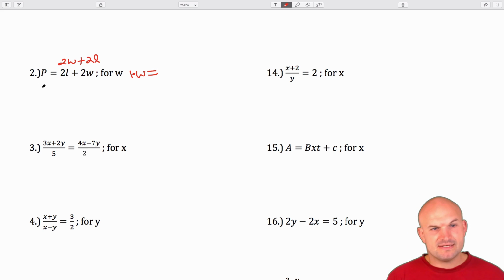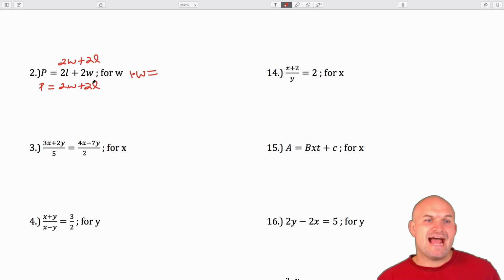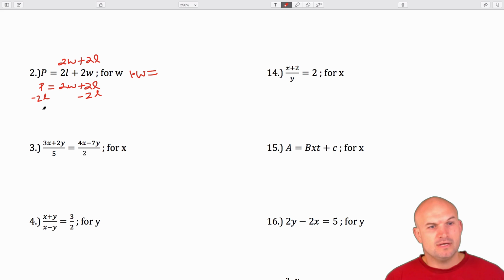So I'm just going to switch this around. You don't need to do this once you get good at it, but I want you to concretely see what is actually happening to the w. The w right now is being added by 2l. So I need to undo adding 2l, so I'm going to subtract a 2l. I can't subtract 2l from p, so that's going to be p minus 2l is equal to 2w.